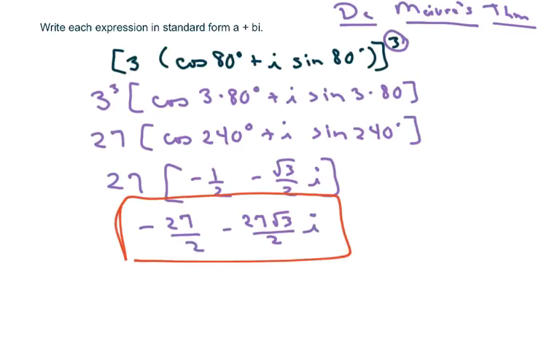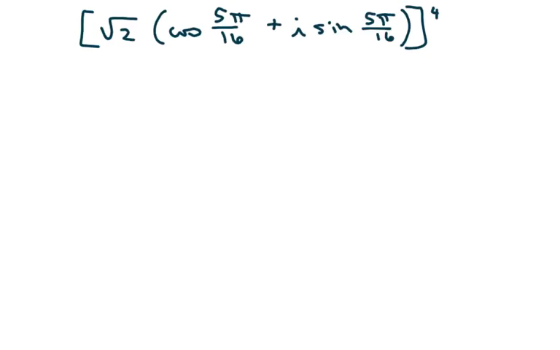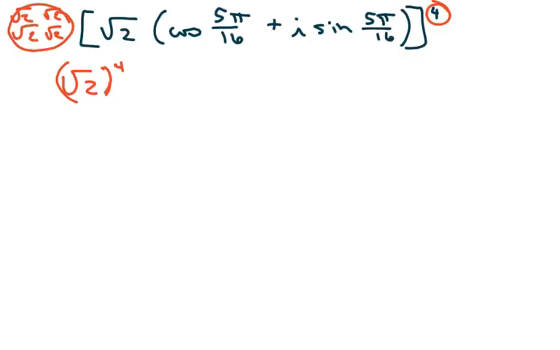All right, the next one, we have to the 4th power, and so we're going to do the same thing. This is going to be square root of 2 to the 4th. Whoops, why did I put the second? To the 4th. That just means square root of 2 times the square root of 2 times the square root of 2 times the square root of 2, which is all going to equal 4.